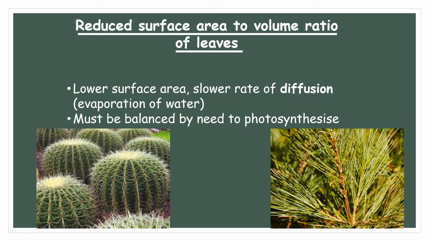Another adaptation is that it has a reduced surface area to volume ratio, and this low surface area slows the rate of diffusion, and it must be balanced by the need to photosynthesize. So that's basically the reason why it has a low surface area to volume ratio, so that the diffusion can be slow, and this must be balanced by the need to photosynthesize.